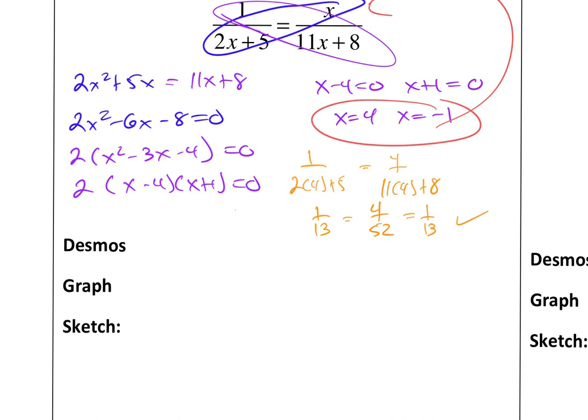All right, so if I plug in that negative 1, then we're going to have 1 over 2 times negative 1 plus 5. And we see, does that equal negative 1 over 11 times negative 1 plus 8. Now on the left side, we're going to get 1 over 3. On the right side, we're going to get negative 1 over negative 3, which is going to equal, again, 1 over 3.